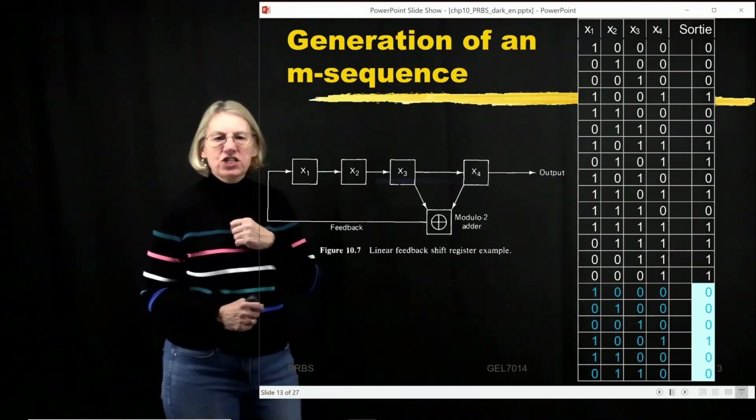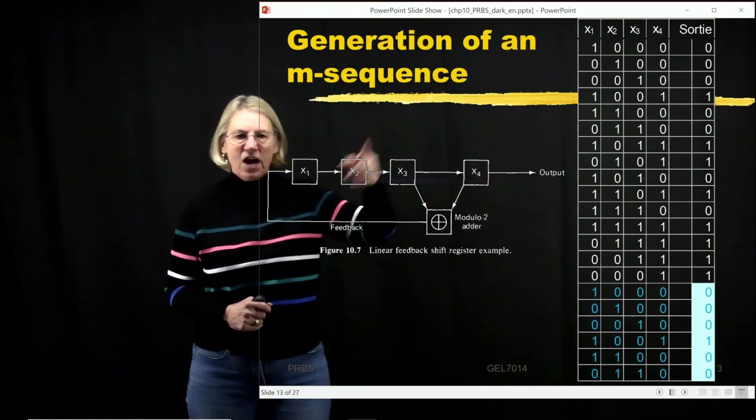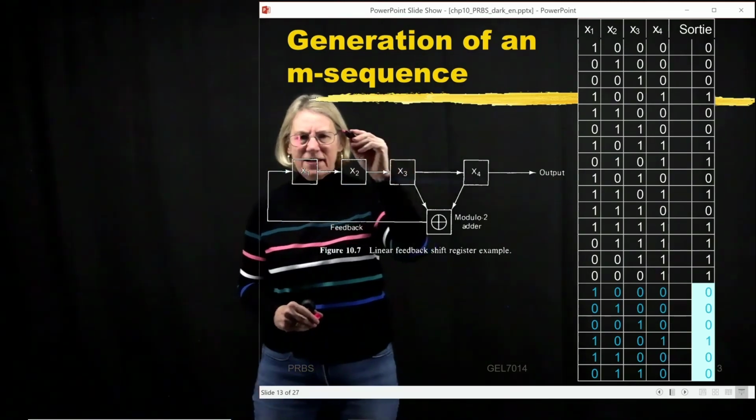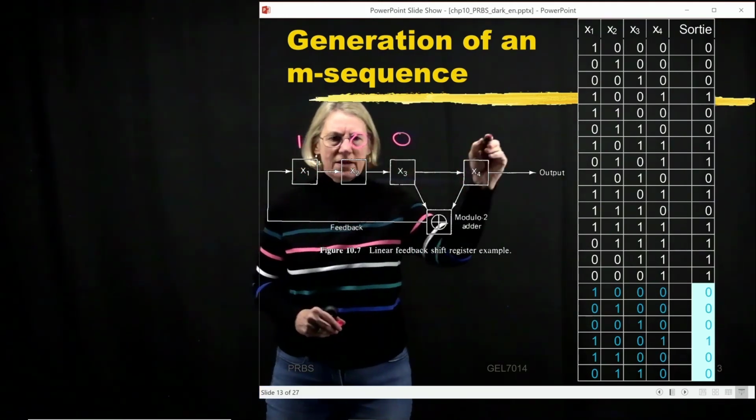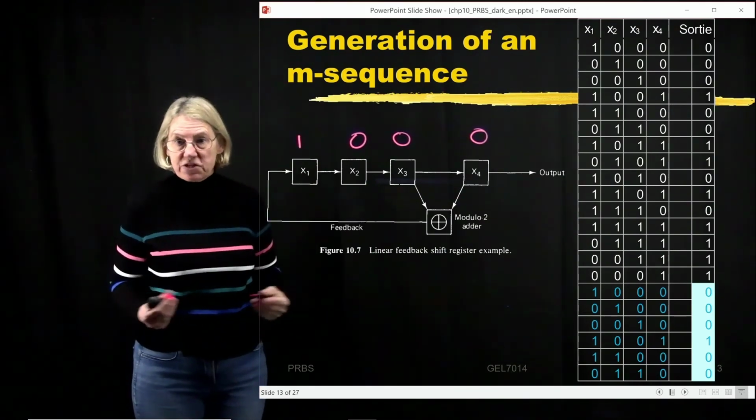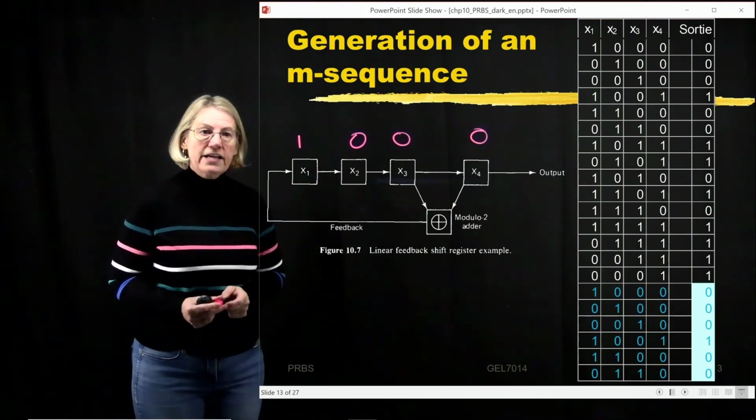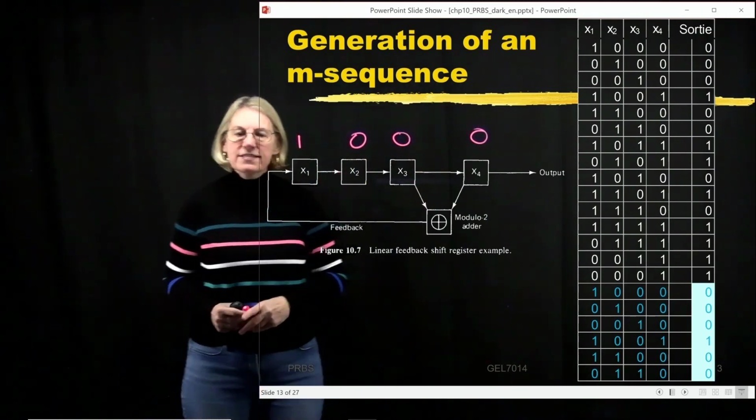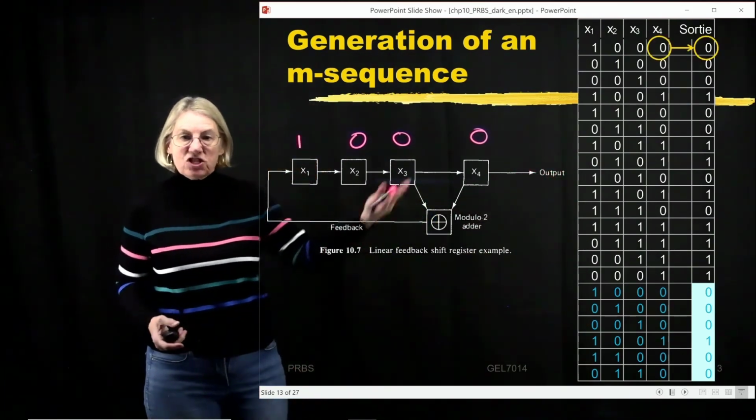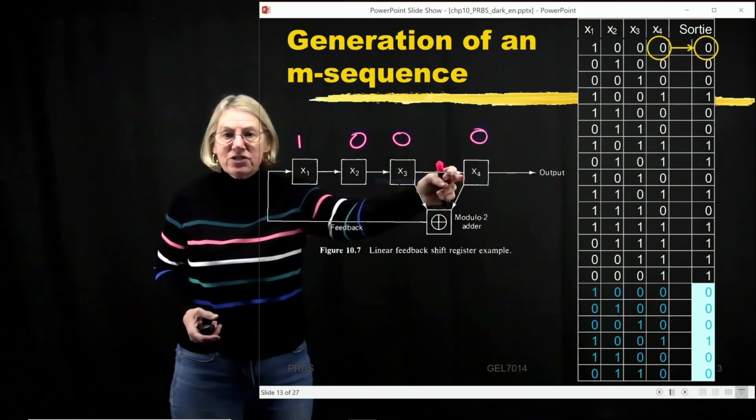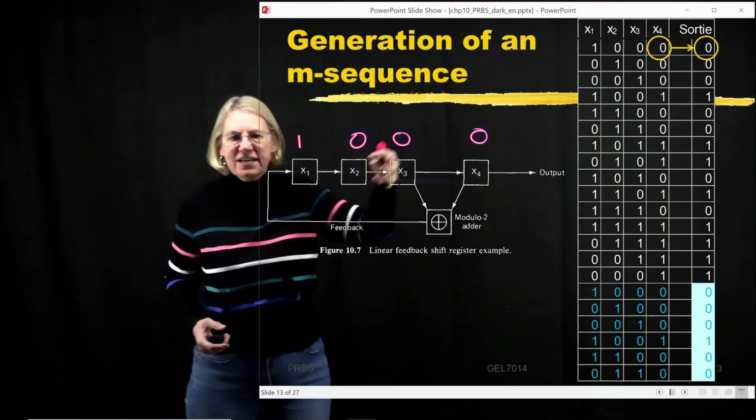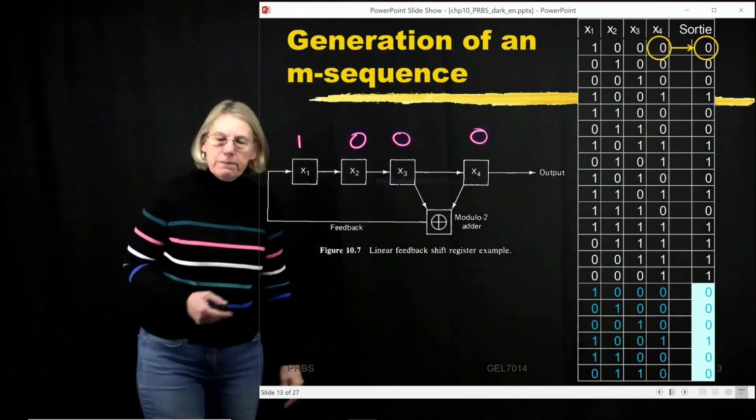So let's look at an example here. Suppose I initiate these registers at 1, 0, 0, 0. So that's the first state of the registers. It's a finite state machine like we saw with the convolutional codes. If these are the states of the registers, what's the output? Well, the output is just x4. Whatever is in this last register gets shifted out. So our first output, if we initially set the values here, is going to be a 0.